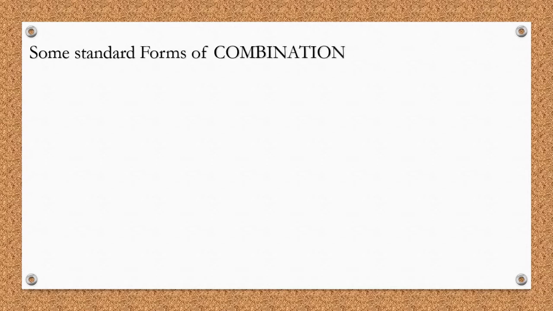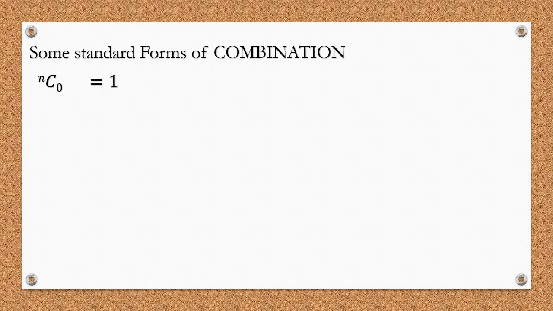Now, before we start with doing the actual sums, let us understand some standard forms of combination. Just like in the permutation, similar standard forms are there for the combination. Let's see how they are given.